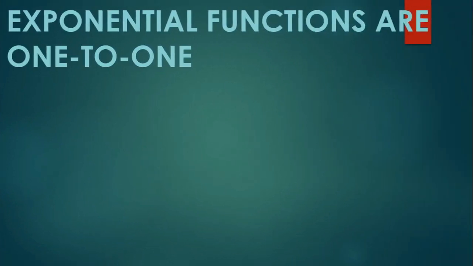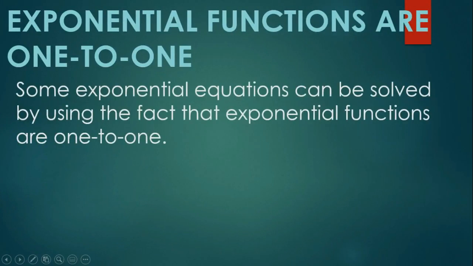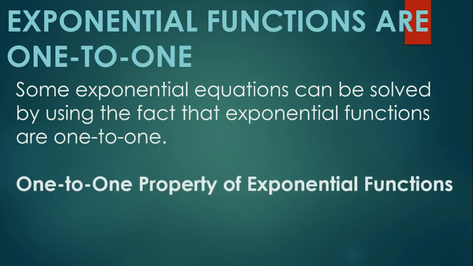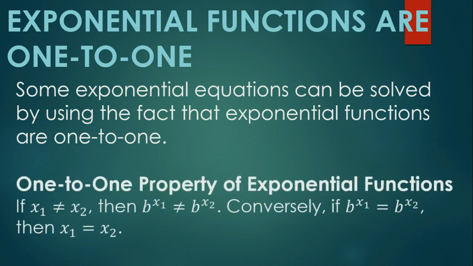Exponential functions are one-to-one. Some exponential equations can be solved by using the fact that exponential functions are one-to-one. One-to-one property of exponential functions: if x sub 1 is not equal to x sub 2, then b raised to x sub 1 is not equal to b raised to x sub 2. Conversely, if b raised to x sub 1 is equal to b raised to x sub 2, then x sub 1 is equal to x sub 2.